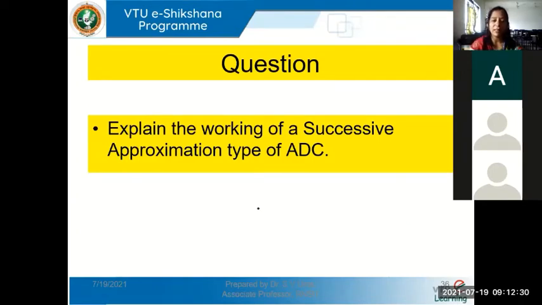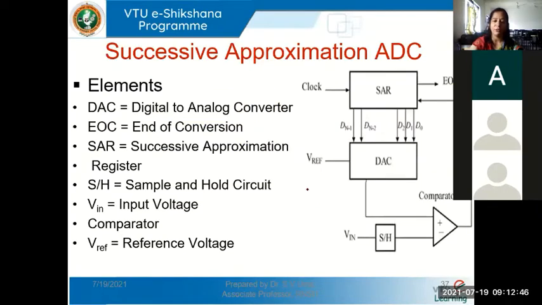So the question can be something like this, commonly asked: explain the working of a successive approximation type of ADC. They can also give you a simple problem for conversion. In the earlier syllabus they would give, but maybe not for you. Okay, coming to the successive approximation ADC, please see the block diagram of the successive approximation ADC.